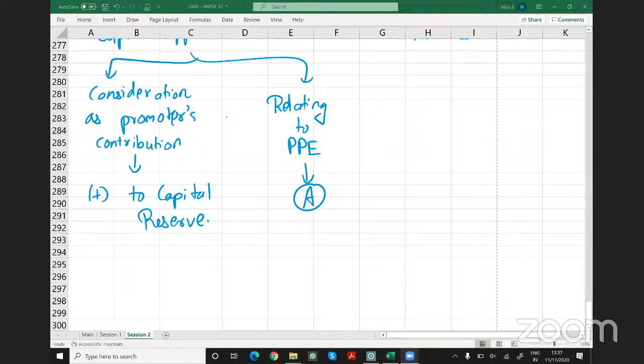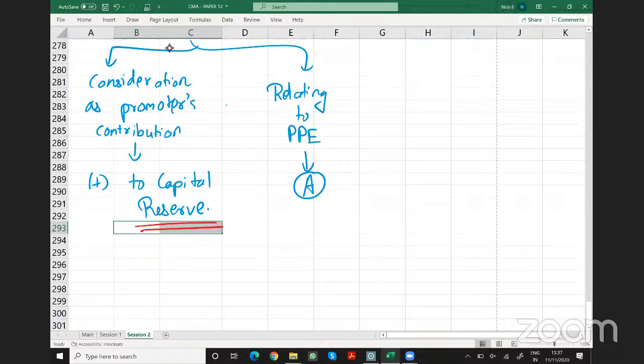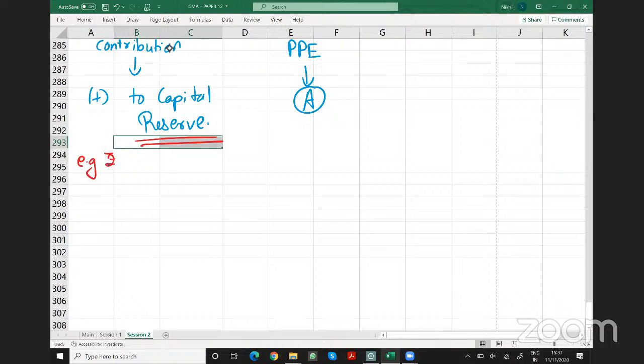It is not for a particular asset. It is not that if you purchase this asset, then I will pay you. No. It is to start a particular company in this remote area. So it is just like a capital contribution. So we will add this to a capital reserve. Example, rupees 25 lakhs received to start a company.